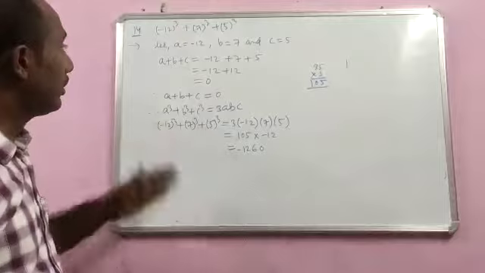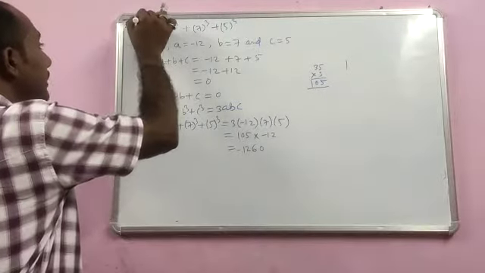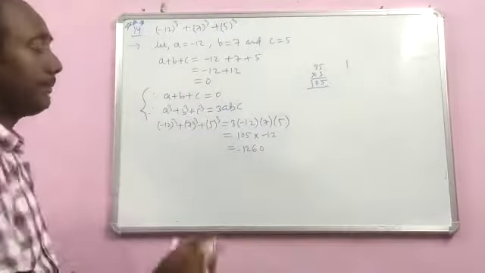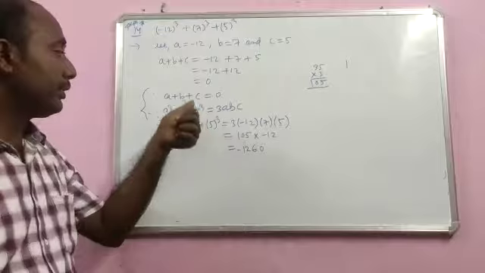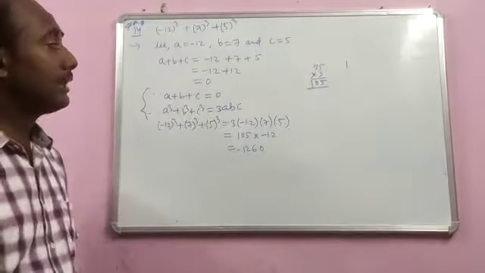So this is how to solve question number 14, and this is a very important question, which is based on the identity that if A plus B plus C is 0, then A cube plus B cube plus C cube is equal to 3ABC. So I hope all these things are clear to you now.